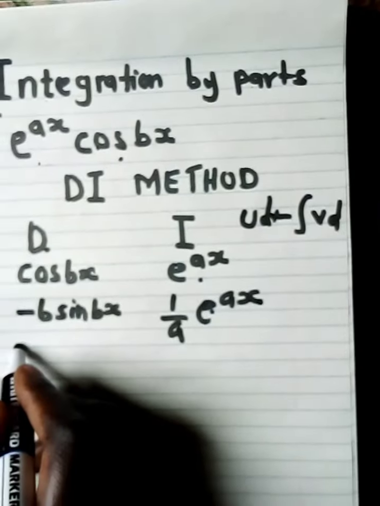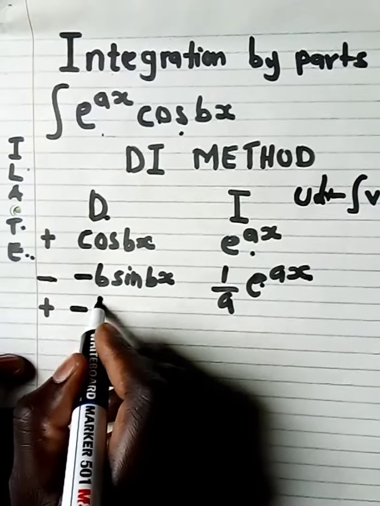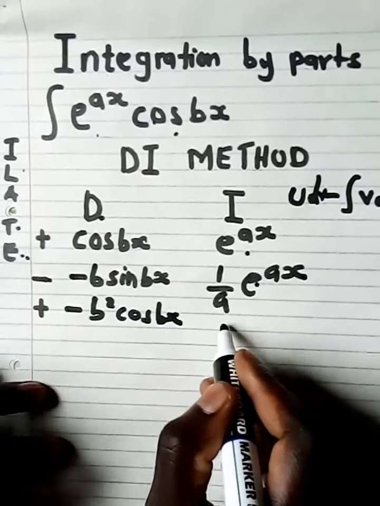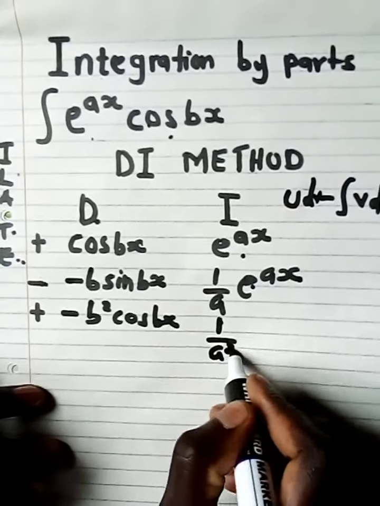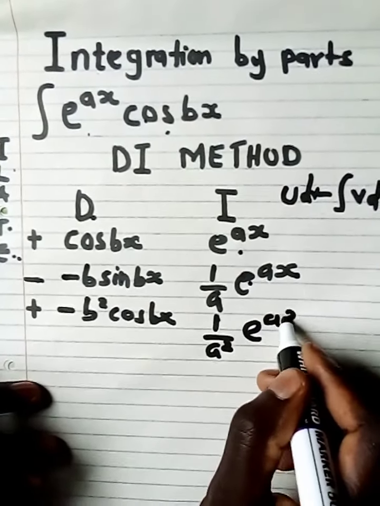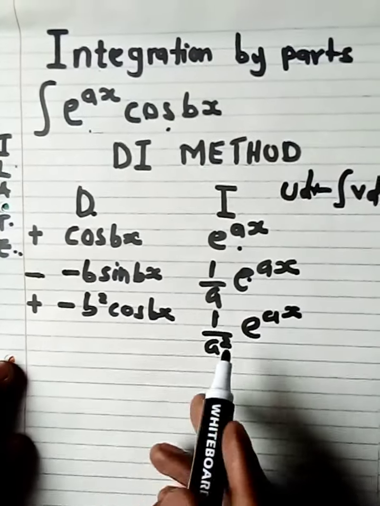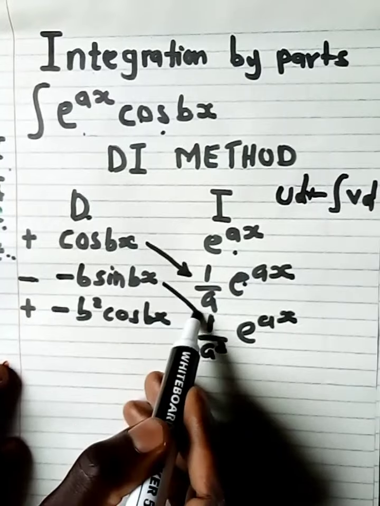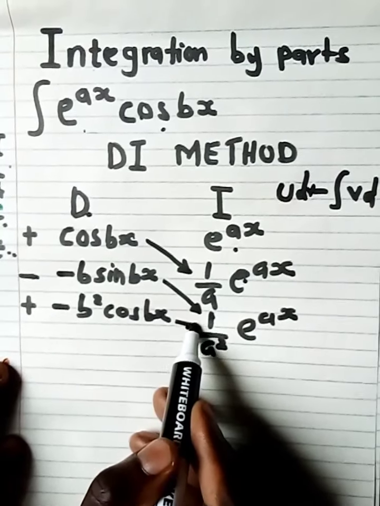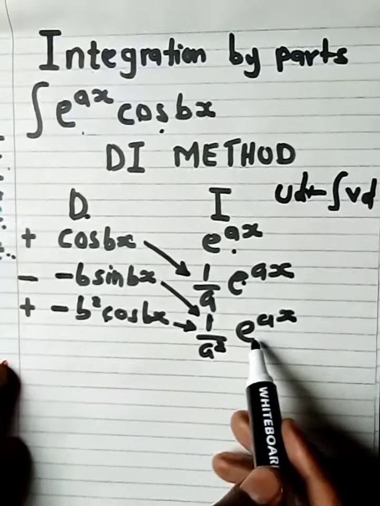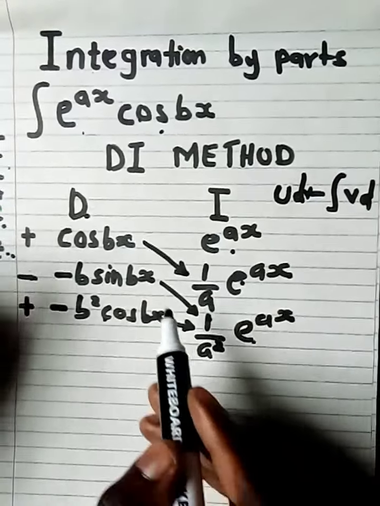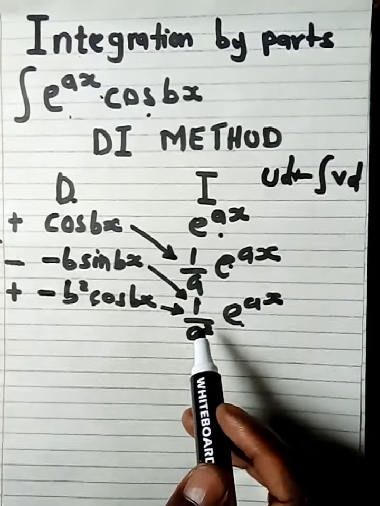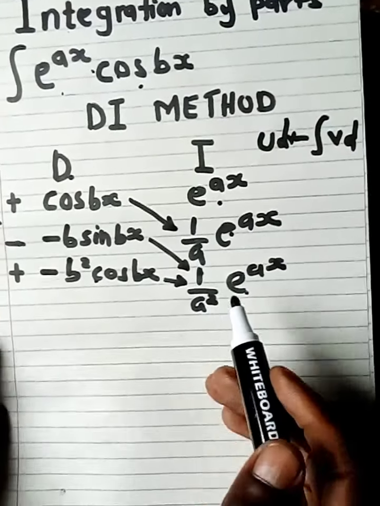This one will be negative b squared cos bx. This one will be 1 over a squared exponential ax. So if I have that, you can see now, I'll be multiplying. This one is u dv. I have another u dv, then v du becomes my integral part. You can see it is almost the same as the function we had initially. That is the function we are given. So we are through. We can't proceed to another step. Let's stop there.